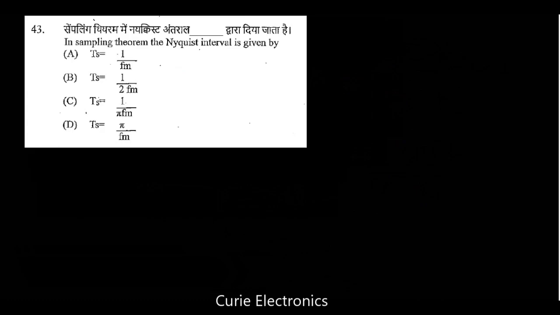In sampling theorem, the Nyquist interval is given by. See Nyquist, what does Nyquist theorem say? Sampling frequency should be 2 times the signal frequency, 2 times the message signal frequency. Now, what is sampling period? TS equal to 1 upon 2 FM. That is the sampling period. So option B is the right answer.